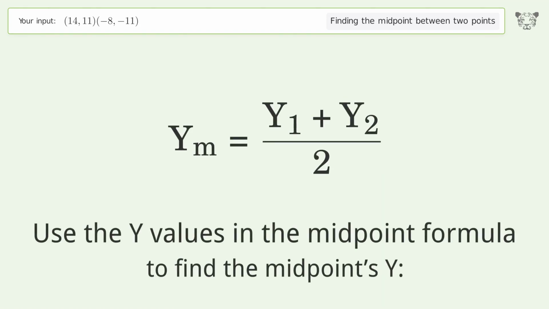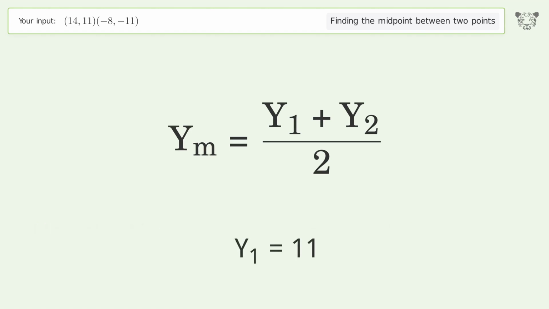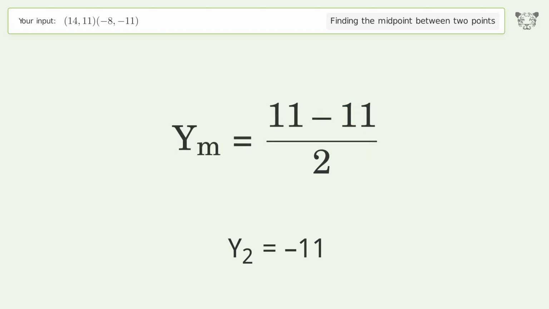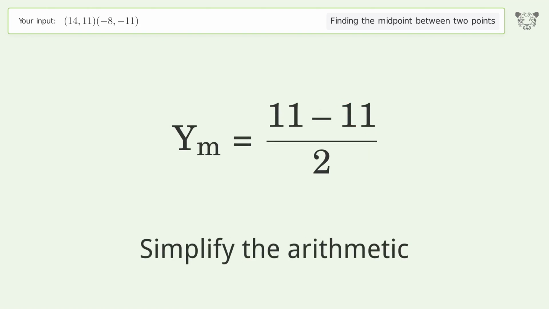Use the y values in the midpoint formula to find the midpoint's y. y1 equals 11. y2 equals -11. Simplify the arithmetic.